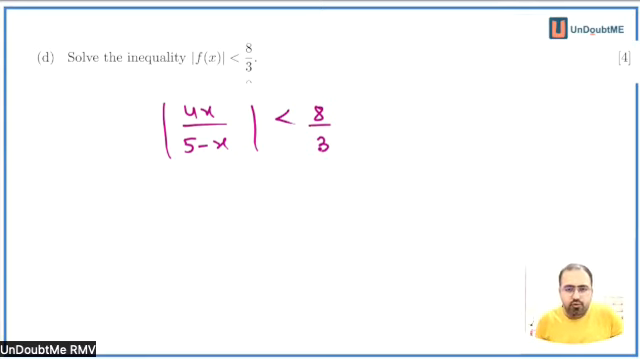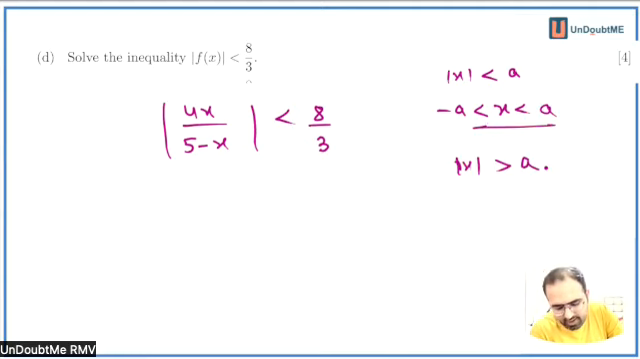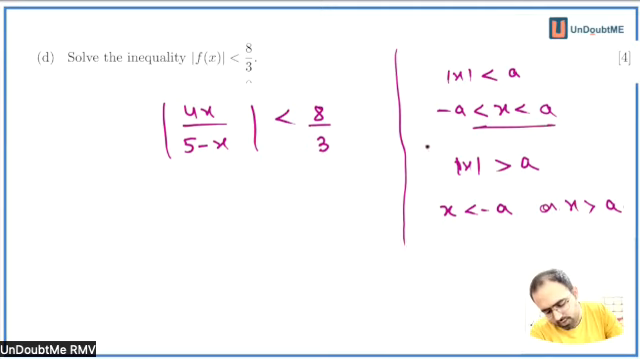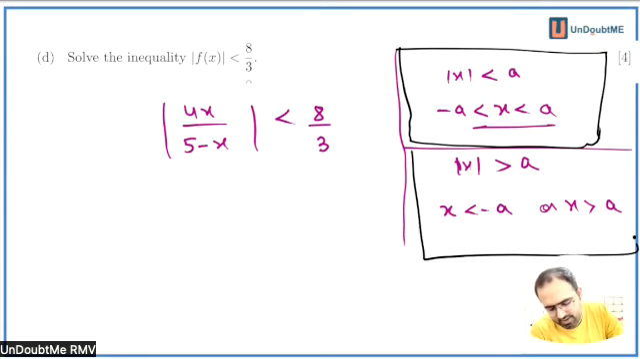Okay. Now, before moving ahead with this, I would just like to tell you one thing, that whenever we are solving for mod x less than a, if mod x is less than a, then x will be between minus a to a. If mod x is greater than a, then x will be either less than minus a or x will be greater than a. Please note it down as a general concept. When we are solving modulus functions, we should know this thing.